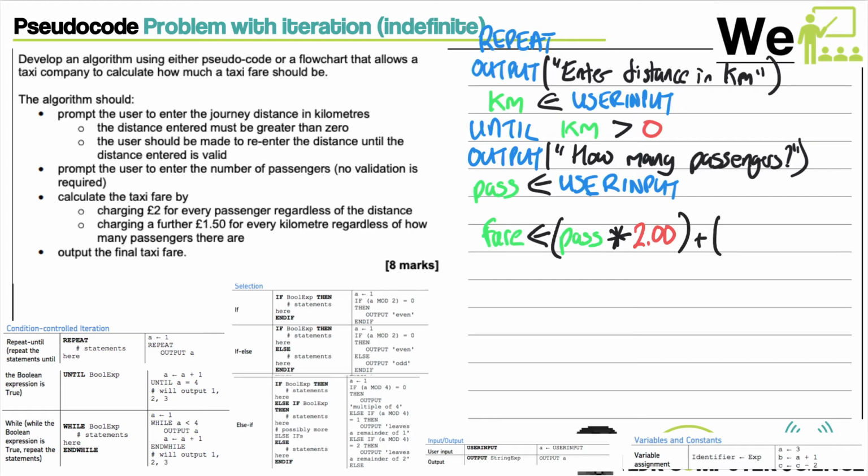Plus £1.50 for every kilometre. We've got how many passengers. So plus kilometre times by 1.50. I'll be honest with you guys, I really thought I was going to run a bit low more on space. And then so finally output, plenty of space in the end, output fare. And that'll be the calculation of the fare. I think it was a lot easier than the last one, to be honest. I guess it's 1 mark less.